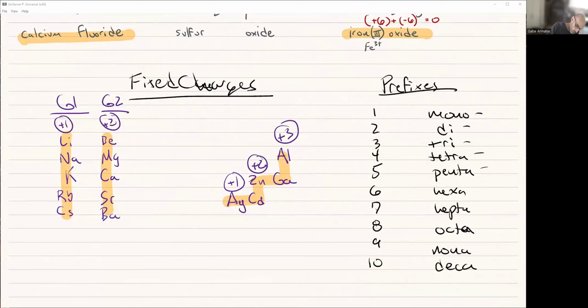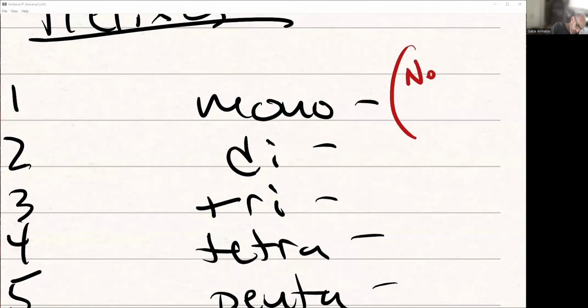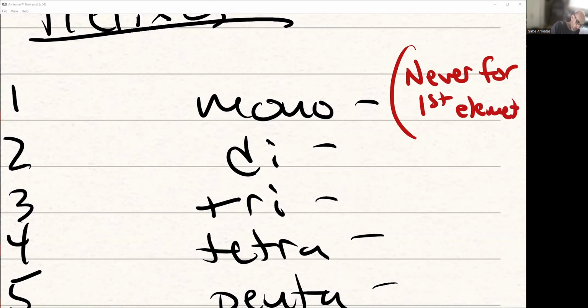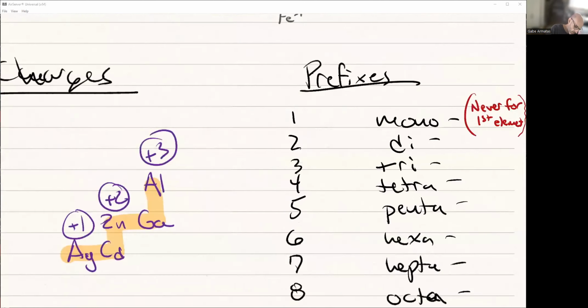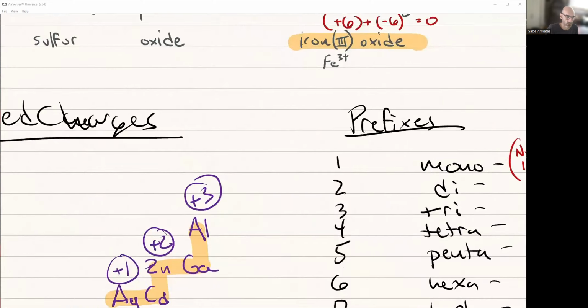And there's just one rule out of this list that we need to be aware of. First of all, mono is never used for the first element. So if you have just one of the very first thing, for example, one carbon to start, you're never going to give it the mono title. I don't ever say monocarbon. I would say carbon. If I say carbon, I indicate there's 1 carbon there. Okay, and we'll take a look at that exactly.